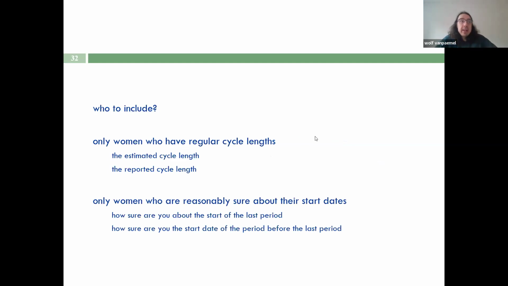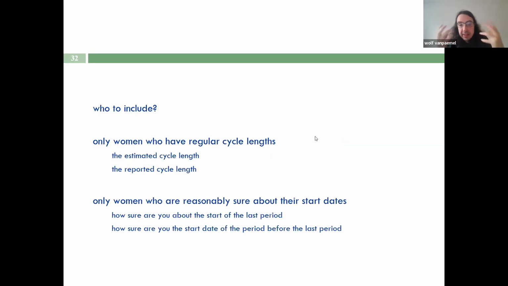The final thing they had to think about, but everybody who is doing research has to think about, is who should you include in your analysis? For some research questions, this is not such an important question, but especially when you do research about fertility, what typically happens is that these researchers only look at women with regular cycle lengths.